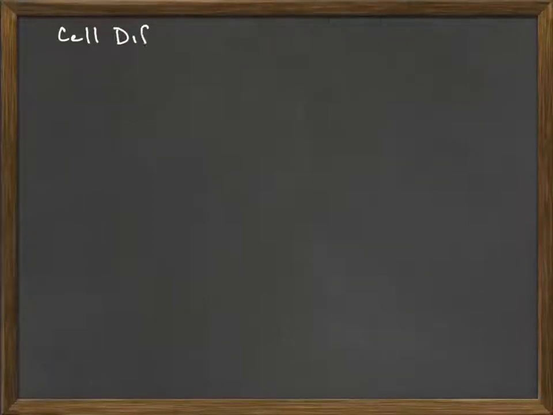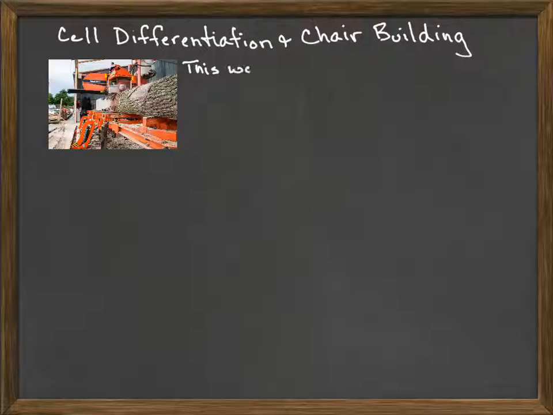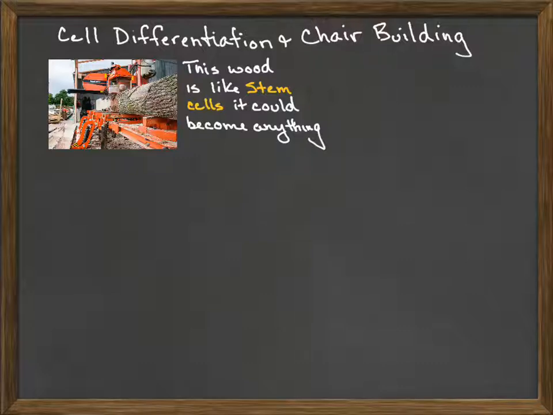Okay, let's talk about cellular differentiation and how it relates to chair building. Look at this raw wood. This raw wood is kind of like a stem cell. It can go on to be any wood product you can think of. It's not yet specified. This wood can go on to be anything that we could think of that is made out of wood.